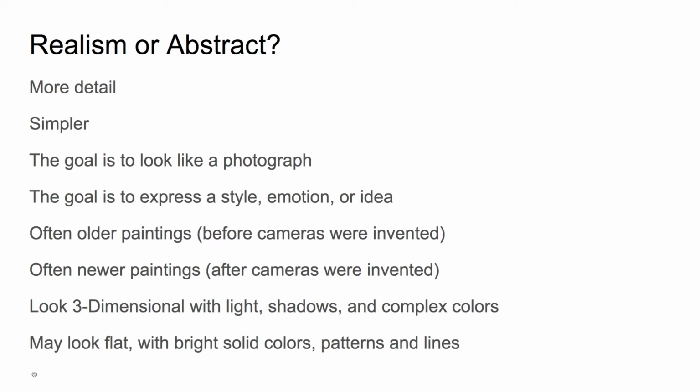Yep, abstract art. Now, can realistic art express a style or an emotion or an idea? Sure, it can, but that's not one of the main points of it, right? So these don't apply to every single one, but this is a good kind of guide to get you guessing which one's which. Okay, now, often older paintings would be this style, before cameras were invented. This one's a little trickier. What do we think? Older paintings made before cameras were invented were often realism. Now, why is that? Why would that be?